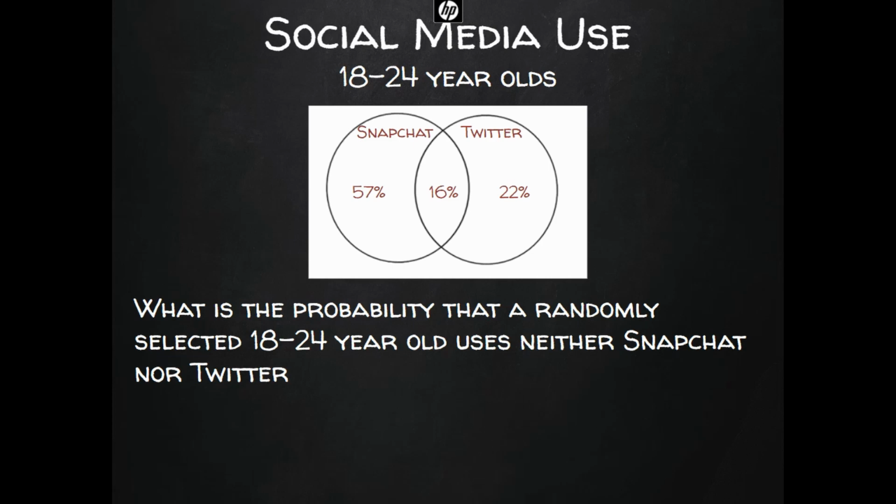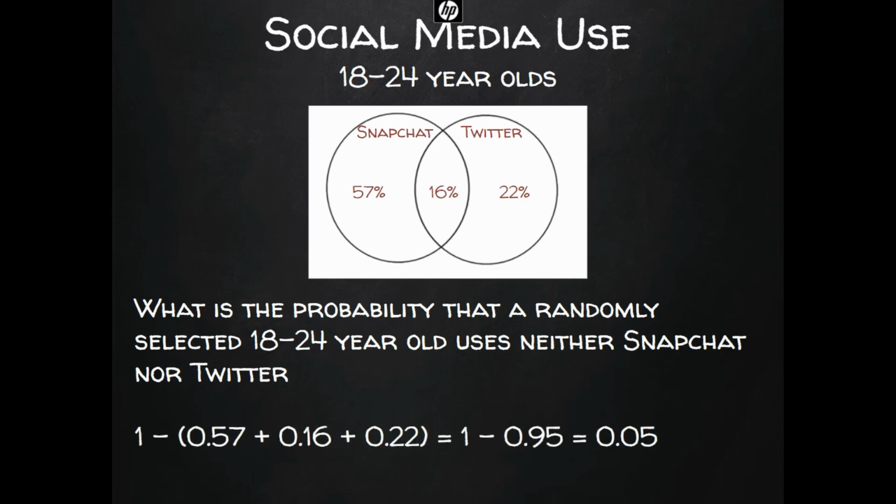Okay, another question here. It says, what is the probability that a randomly selected 18 to 24-year-old uses neither Snapchat nor Twitter? This would be the area outside of both circles. Now, the entire population is represented by 100% because that's everybody in the population. So here we need to add up the proportions that use Snapchat and Twitter and then subtract that from 1. So 0.05 is the proportion of the population that does not use Snapchat nor Twitter. So there'd be a 0.05 for our probability.